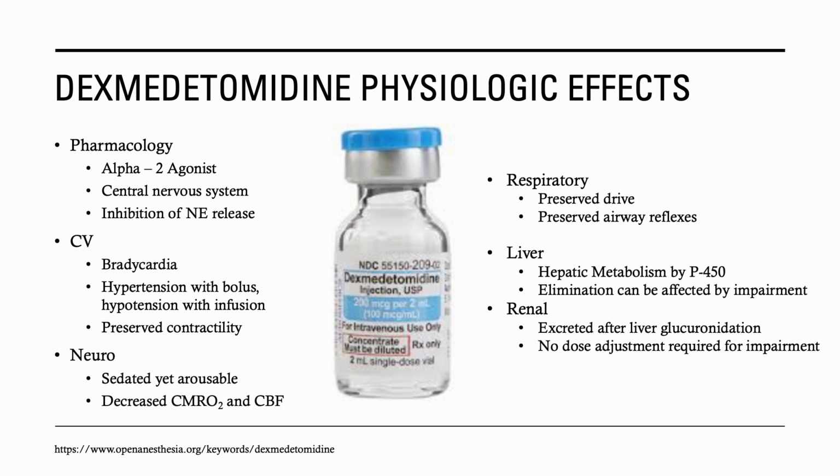From a respiratory standpoint, it does not inhibit the drive to breathe and tends to allow airway reflexes to be preserved. In the liver, it's metabolized by the P450 system, and liver impairment can affect how the drug is eliminated, or metabolized rather, and the kidneys ultimately excrete the drug after it goes through glucuronidation in the liver. Often in renal impairment, it's not necessary to dose adjust because the metabolism takes place in the liver.